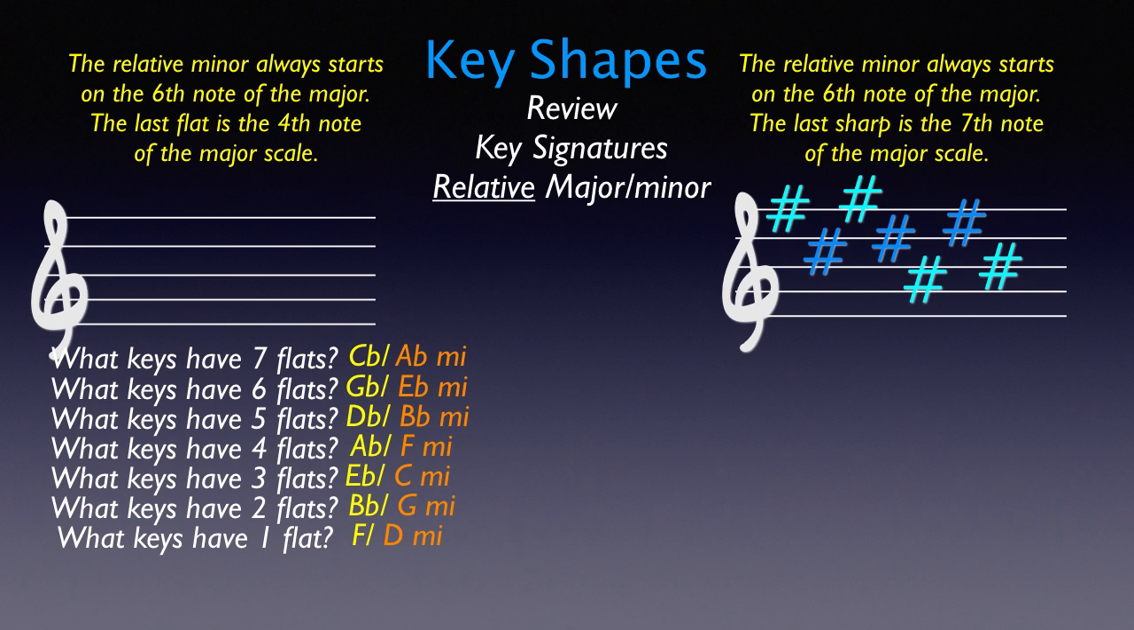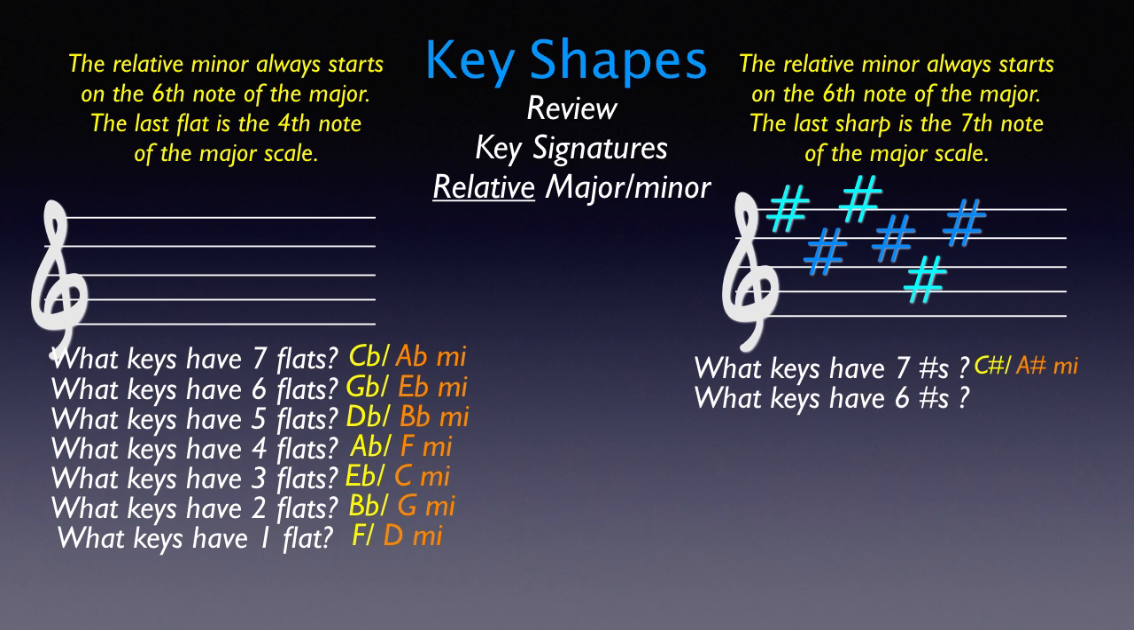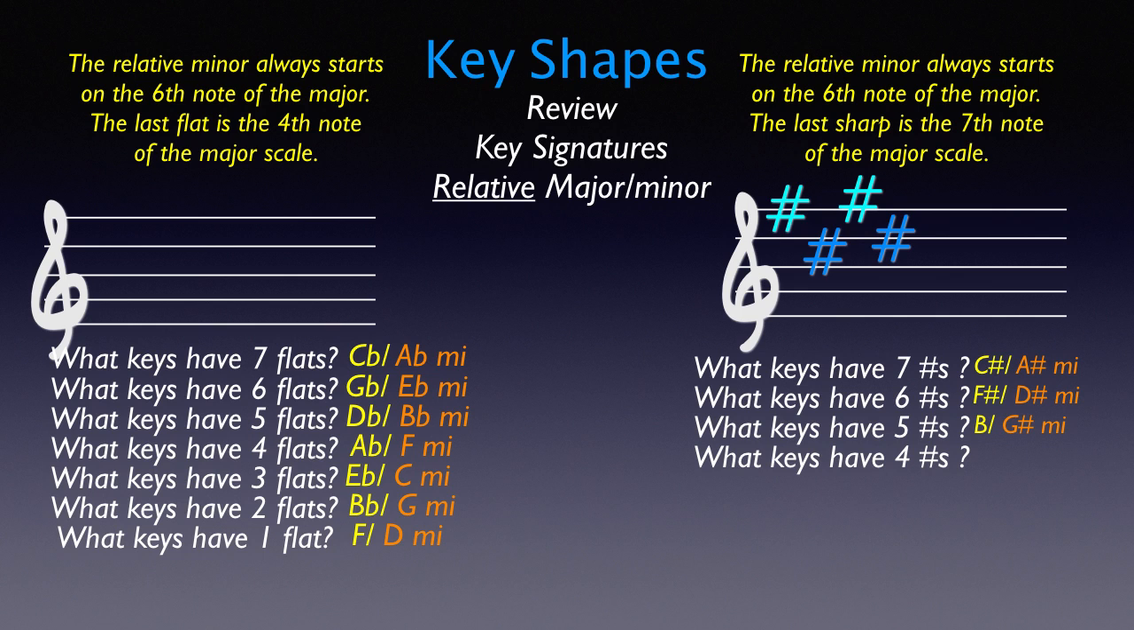The relative minor always starts on the 6th note of the scale, and the last sharp is always the 7th of the scale. So go down 1 from the last to get the minor key, and up 1 to get major. So with 6, you go down 1 for minor, up 1 for major: D sharp minor, F sharp major. From the 5th sharp, down 1 for minor, up 1 for major: G sharp minor, B major. Down 1 for minor, up 1 for major: C sharp minor, E major.